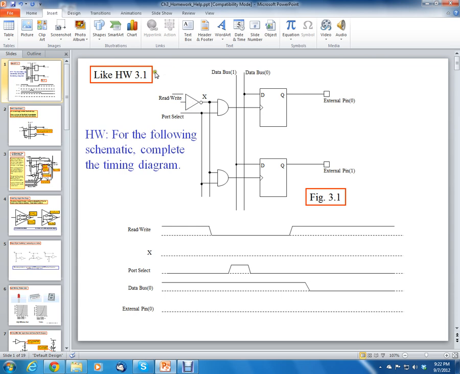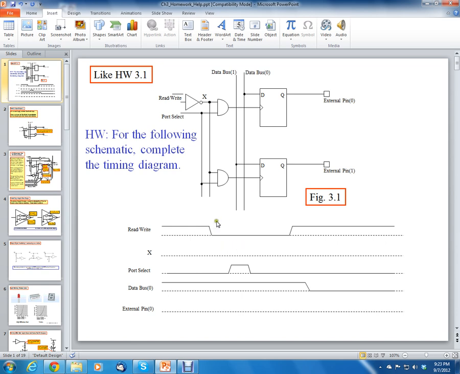One way to think about that is, if you have a 0 at the input of this inverter, you're going to get a 1 at the output of the inverter. Then if port select is a 1, both inputs of the AND gate will be a 1, which gives a 1 on the output. That 1, when it goes from low to high, since this is a rising edge triggered flip-flop, as soon as that edge rises, whatever is on the input at data bus 0 is transferred to the output on external pin 0. So that's the basic function of how it works.